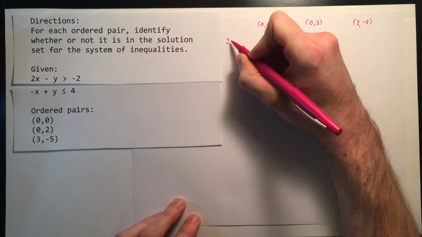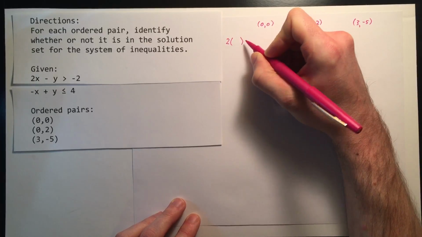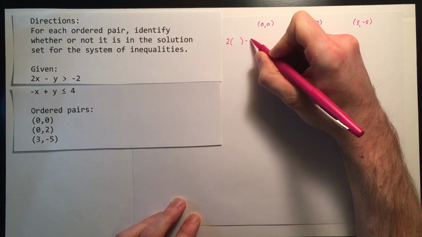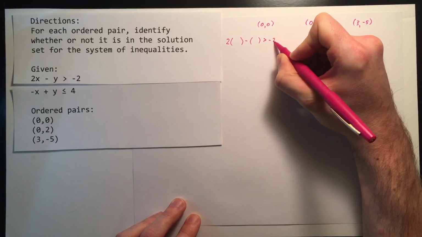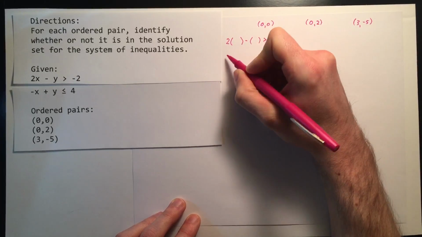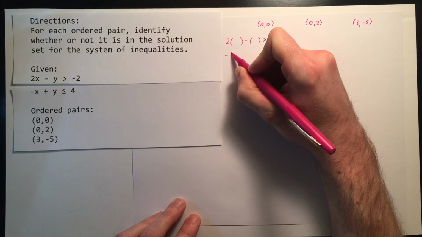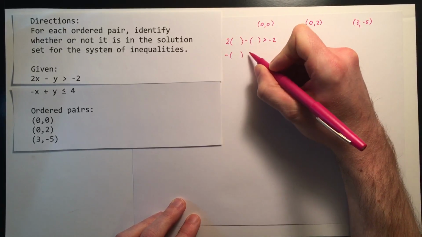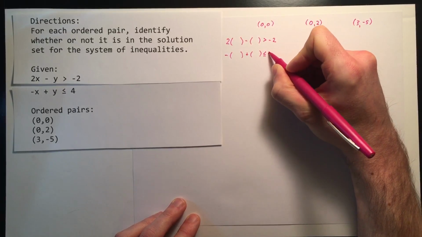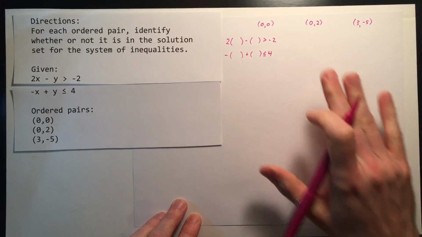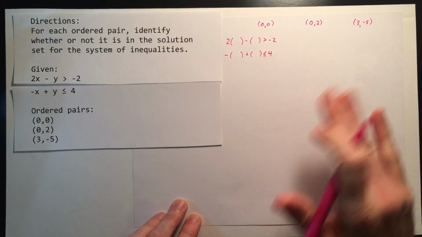So the first one is 2 times x. Now I'm going to replace the x with parentheses because I'm going to be substituting a number in there. Same with the y, greater than or equal to negative 2. I'm going to go ahead and set up my next one as well. Negative, where the x was I use parentheses, plus where the y was I use parentheses, less than or equal to 4.